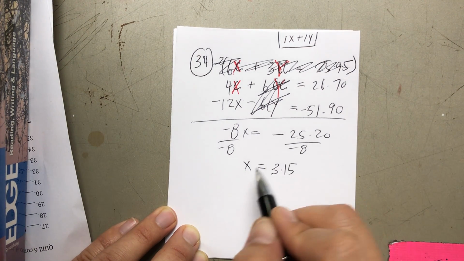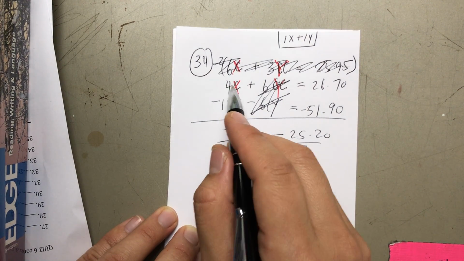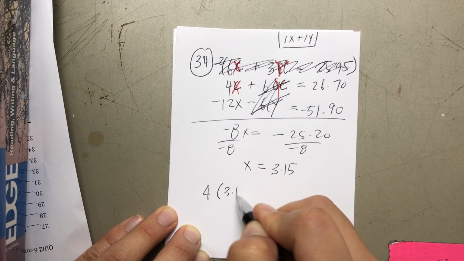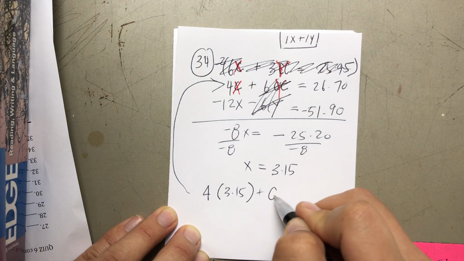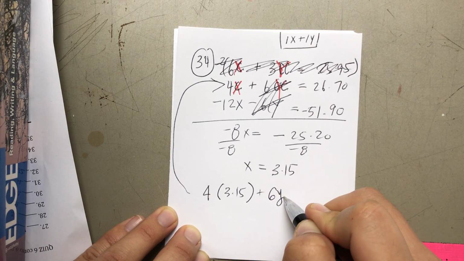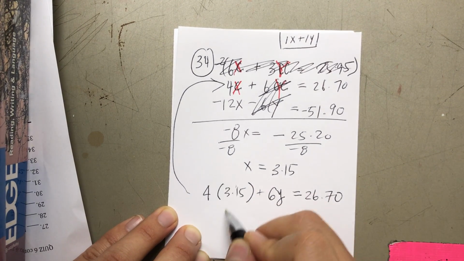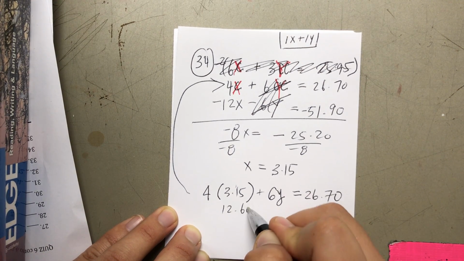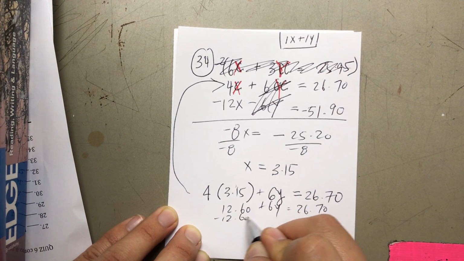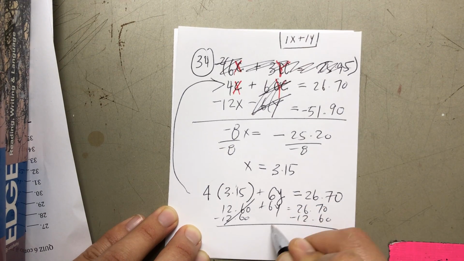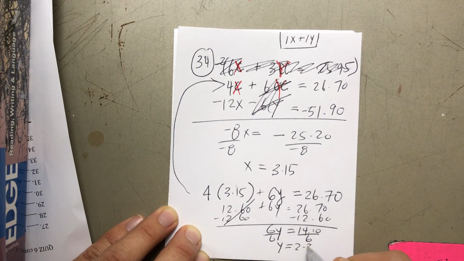So what we want to do is plug this into any of the equations, okay? So let's go with this original one. 4 times $3.15, so we're just plugging it into any of the original equations, plus that one was 6y equals $26.70. And then if you multiply this together, because this is a calculator section, you get $12.60 plus 6y equals $26.70. And then subtract that out, and you're going to get 6y equals 14.10, and divide out by 6, y is going to equal 2.35.